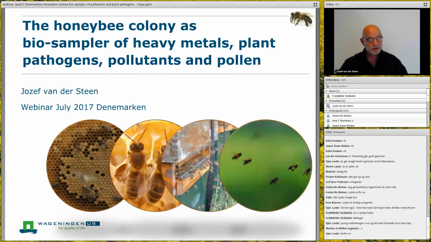And now we start with the presentation about the honeybee colony as biosampler of heavy metals, pathogens, pollutants and pollen. And you see it's quite a different approach of the honeybee colony. We're all beekeepers. We have our bees to collect pollen, to collect honey, nectar, to make honey of it, and water. But along with collecting all this stuff, they take everything that's in the flower along. And that's how we can use the honeybee colony as a biosampler.